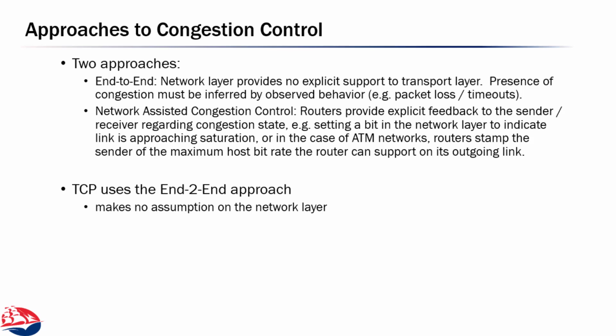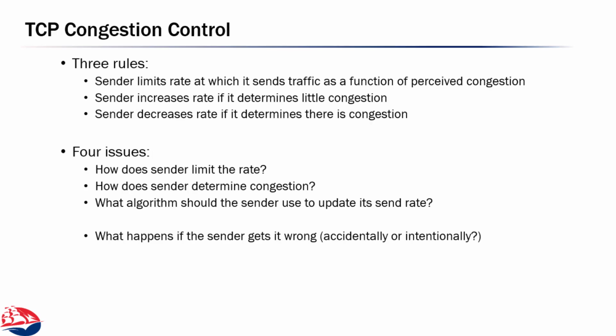Routers can do the same thing. They can change the delivery envelope without actually changing the contents that the application layer expects. And in this case, the router can actually flip bits that say that its link is congested. Some protocols allow that. TCP/IP does not. So as no surprise then, TCP does not use network-assisted congestion control. It does use end-to-end. So how does TCP infer congestion? Well, there are three rules. Sender limits the rate at which it sends traffic as a function of perceived congestion.